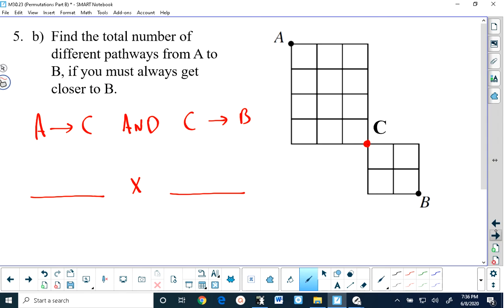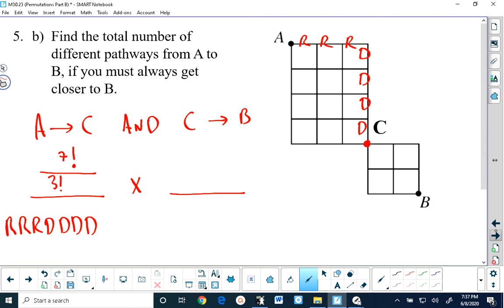So how many ways are there to go from A to C? Well, from A to C, you are arranging right, right, right, down, down, down, down. You are arranging those 7 items. You need to make 3 moves to the right and 4 moves down. That means you're arranging 7 items, which is 7 factorial, but you need to divide by 3 factorial for the R's and 4 factorial for the D's.